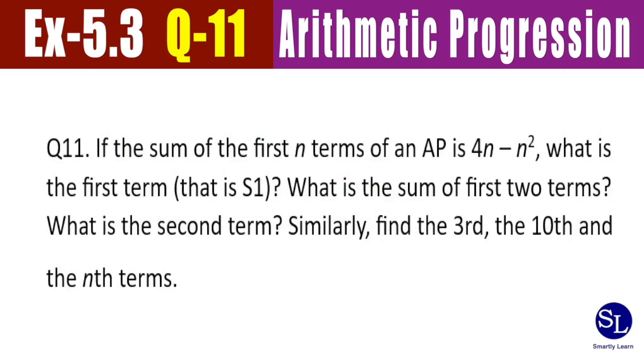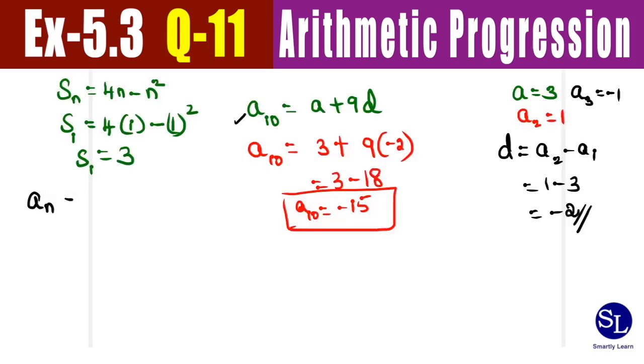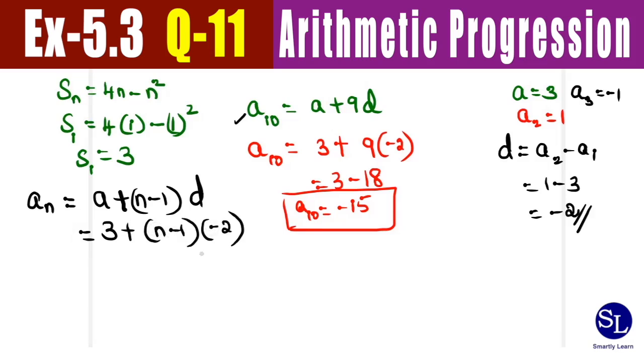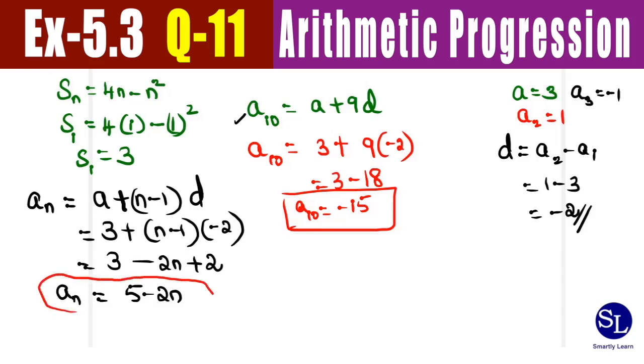Now, the next thing they asked us is to find out the value of an. So here an is equal to a plus n minus 1d. We know the value of a and d, so let's substitute that. A is 3, so 3 plus n minus 1 into d is minus 2. So this is 3 minus 2n plus 2. So this is 5 minus 2n. So this is the very general form of writing the value of nth term of an AP. So an is equal to 5 minus 2n.